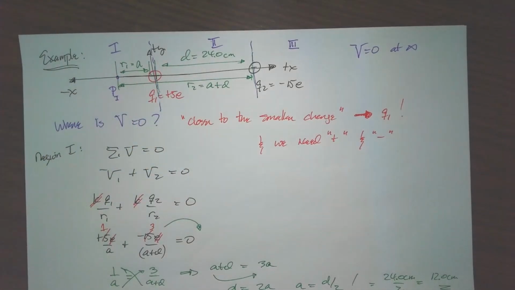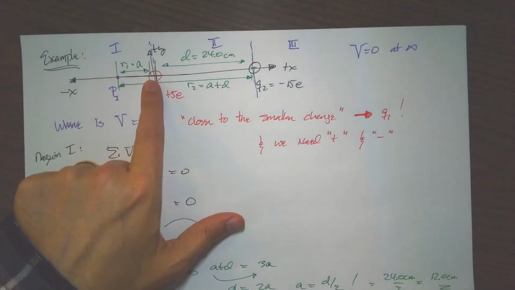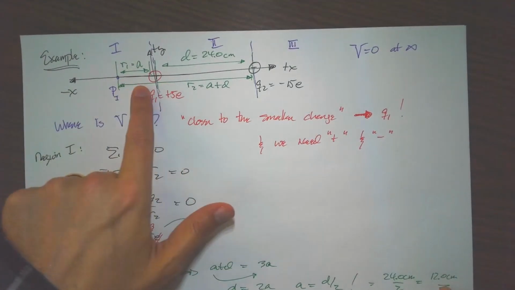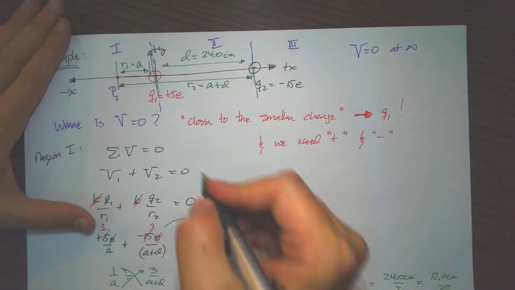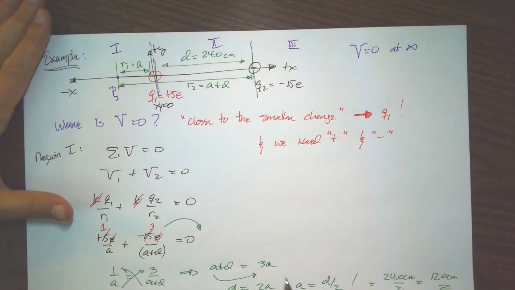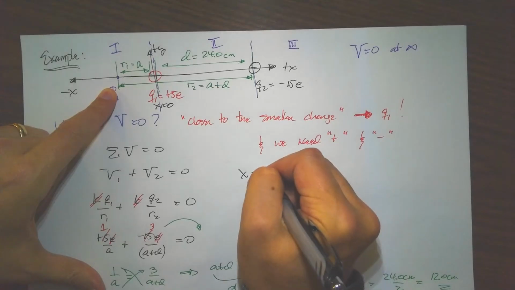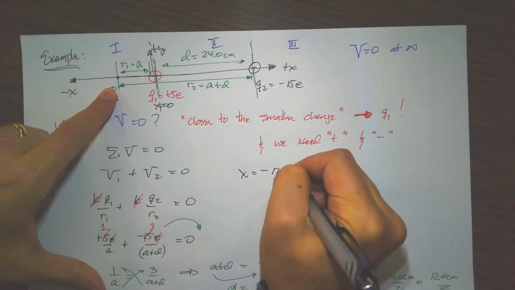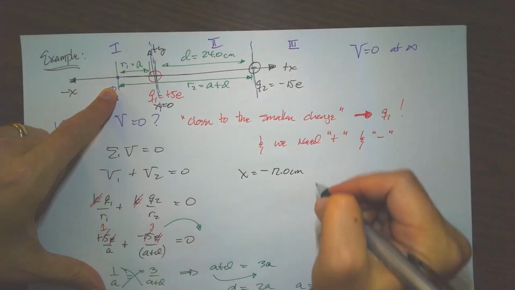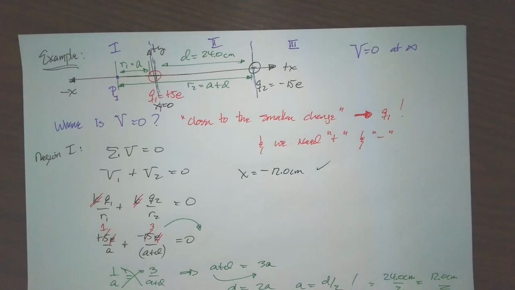Okay. And then if we want the x coordinate, which is what they actually asked for, then since I know this distance is 12 centimeters to the left of charge 1 and this was at the origin, then our x coordinate is going to be minus 12 centimeters. So there we go. So really not too bad.